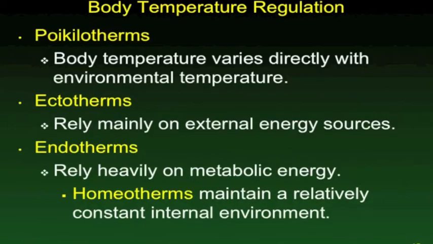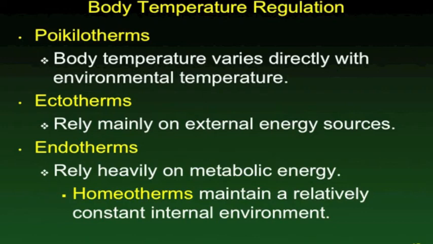As we go through the rest of this chapter, we'll be talking about poikilotherms, ectotherms, endotherms, and homeotherms, and these are different categories of organisms based on the way that they manage their body temperature. So the poikilotherms are simply reflecting the environmental temperature, whereas the ectotherms use external heat sources in order to maintain a fairly constant internal body temperature, and the endotherms depend on metabolic energy in order to maintain their internal body temperature, and the homeotherms really control their body temperature in a very narrow range.